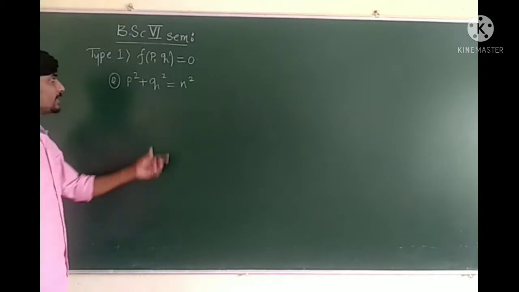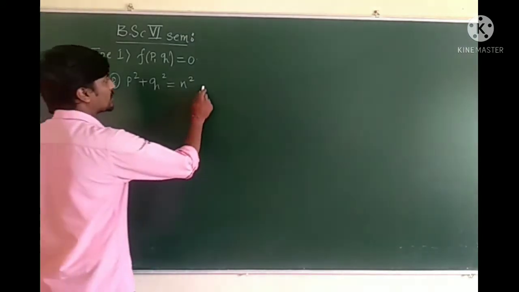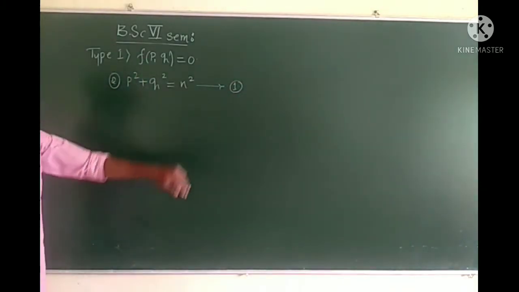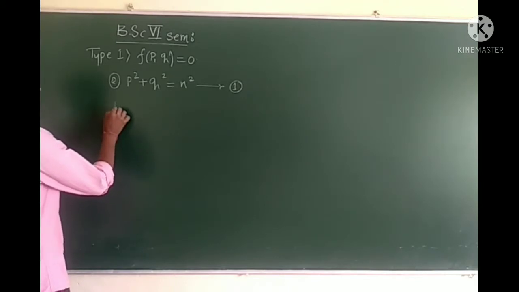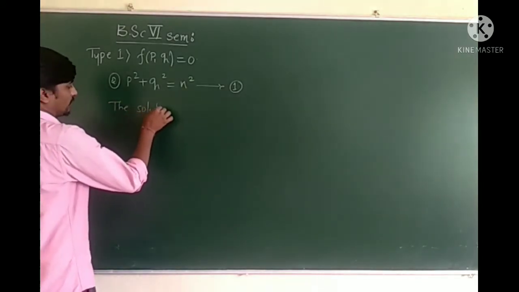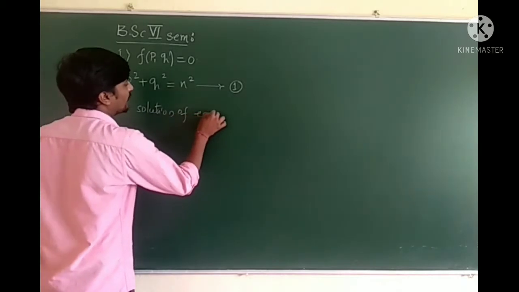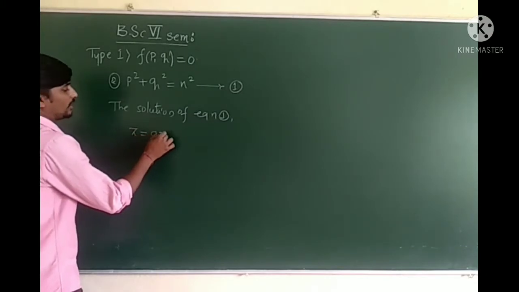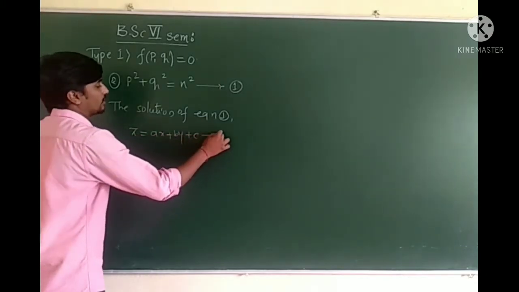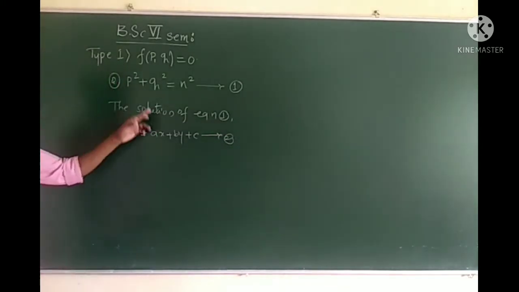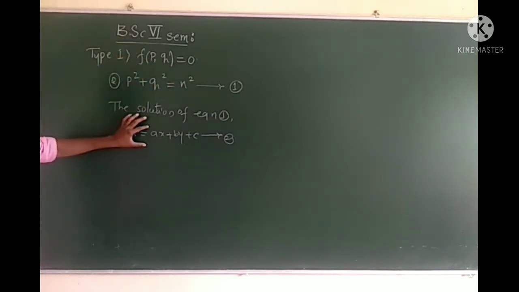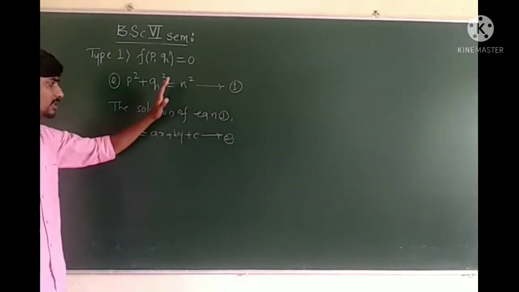Let's solve example number 2. I will call this equation 1. The solution of equation 1 is z equal to ax plus by plus c. Whatever the solution of equation 1, if you are considering f of p comma q equal to 0 as the given PDE, then your solution will be in this format only.